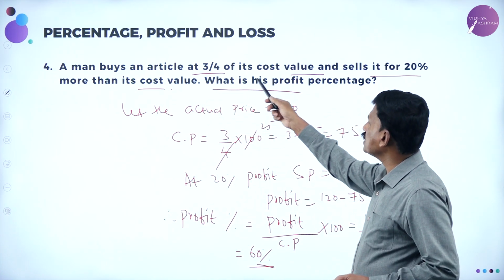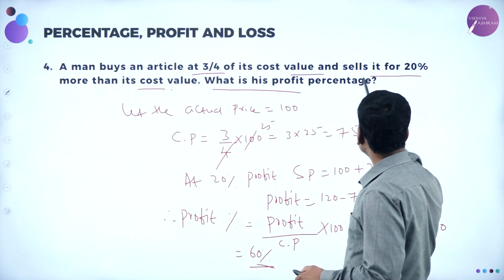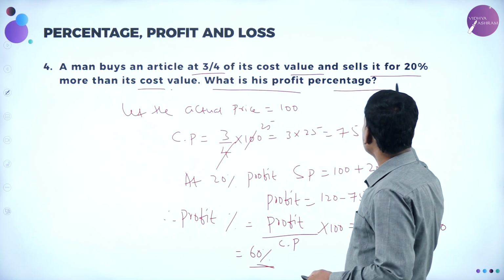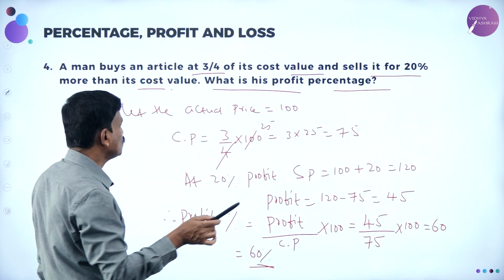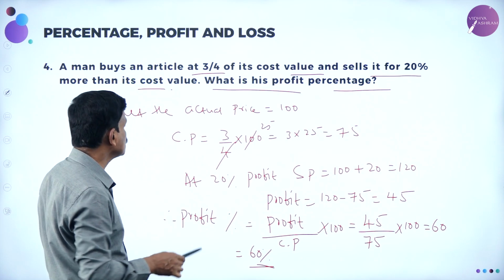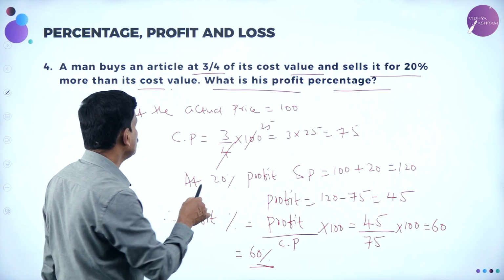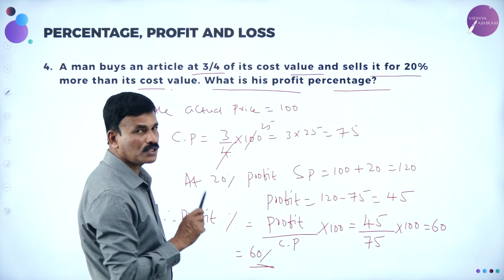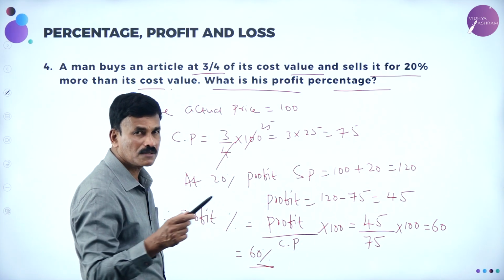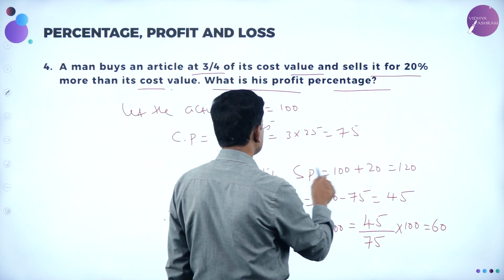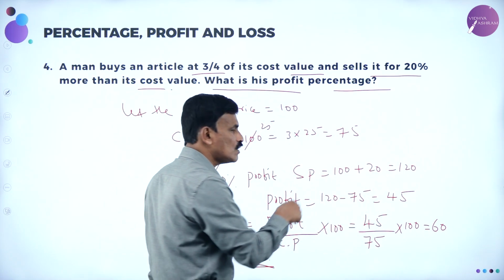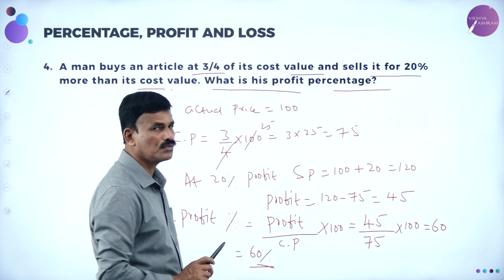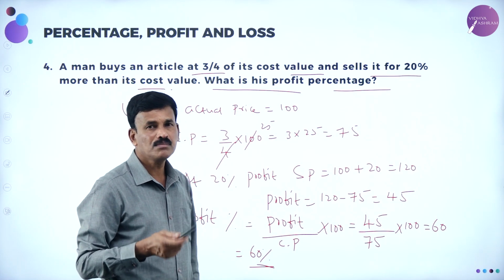A man buys an article at 3/4 of its cost value and sells it for 20% more than its cost. What is the profit percentage? Suppose let us consider the actual cost of an article is 100 rupees. Then the cost price CP is equal to 3/4 of 100, which is 3 into 25, that's equal to 75. Now at 20% profit, SP is equal to 100 plus 20% of 100 which is 20, so 120. Now what is the profit? Profit is 120 minus 75, that's equal to 45. Rupees 45 is the profit.